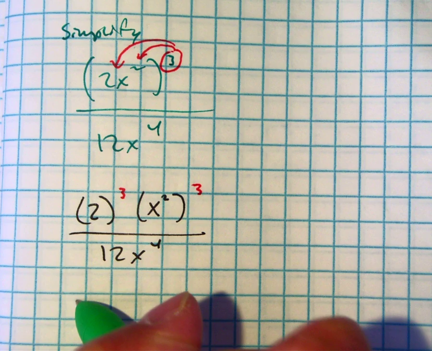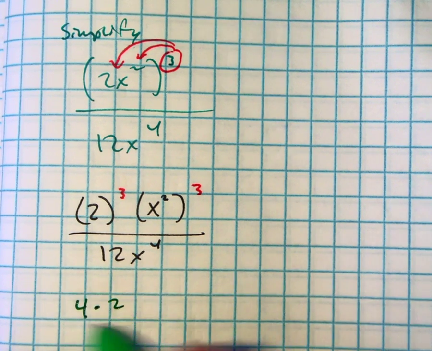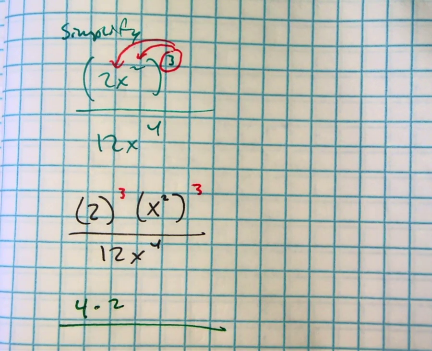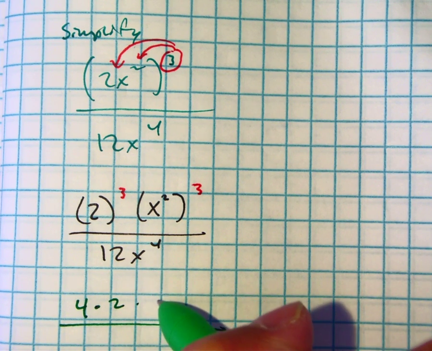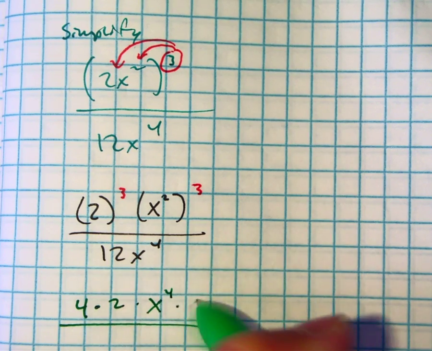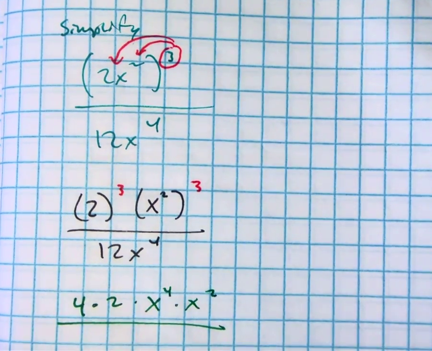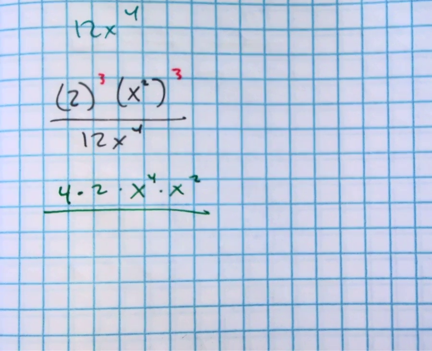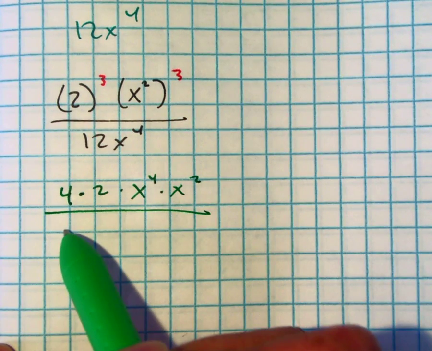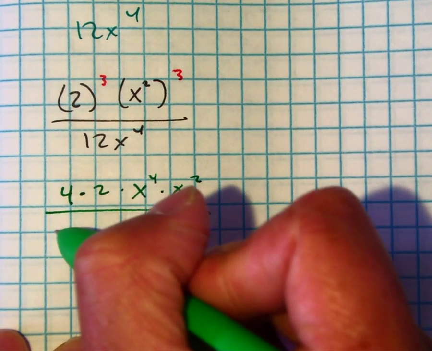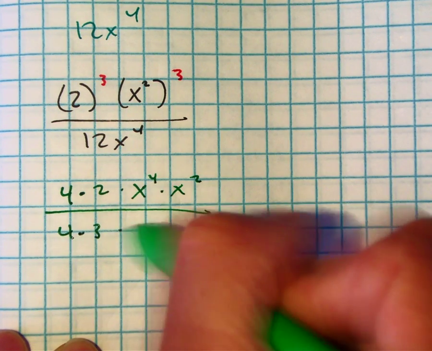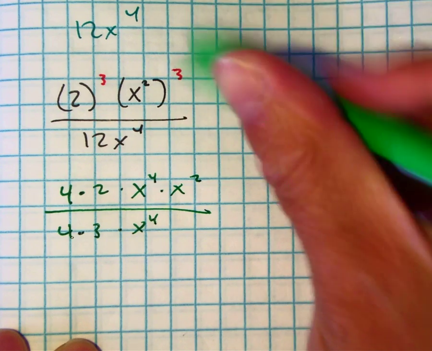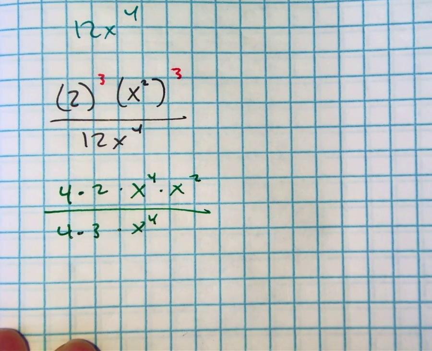8. I'm going to change that to a 4 times 2. x to the second to the third power is x to the 6th. And I'm actually going to change x to the 6th to be x to the 4th times x squared. I'll show you in a second why I did that. The 12 I'm going to change to what? 4 times 3. And the x to the 4th. And the reason why I changed those is so that it's easier to simplify.